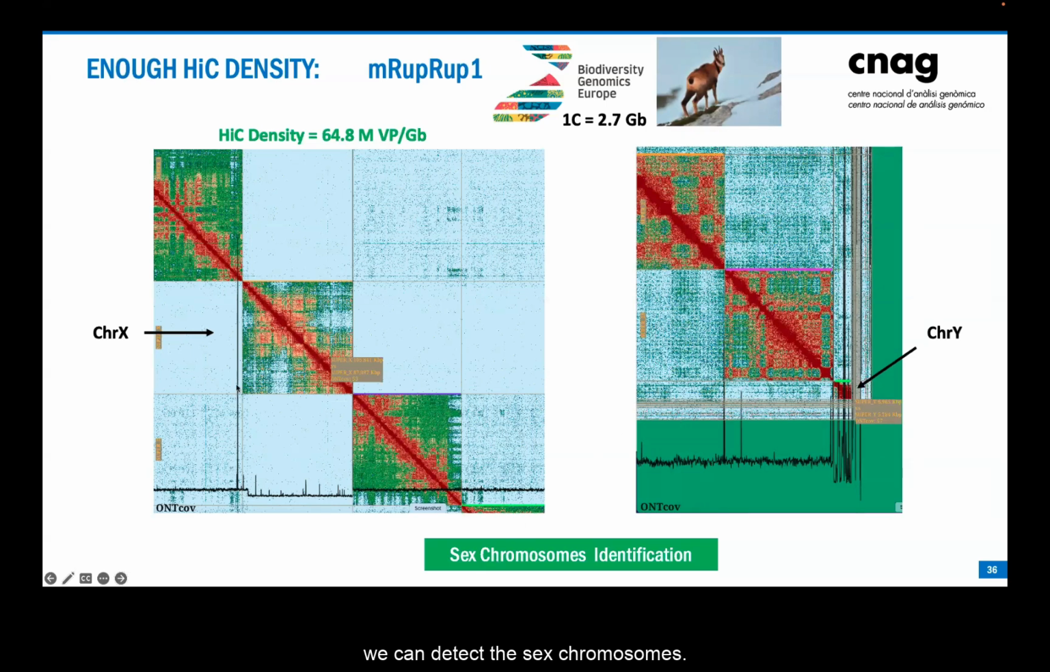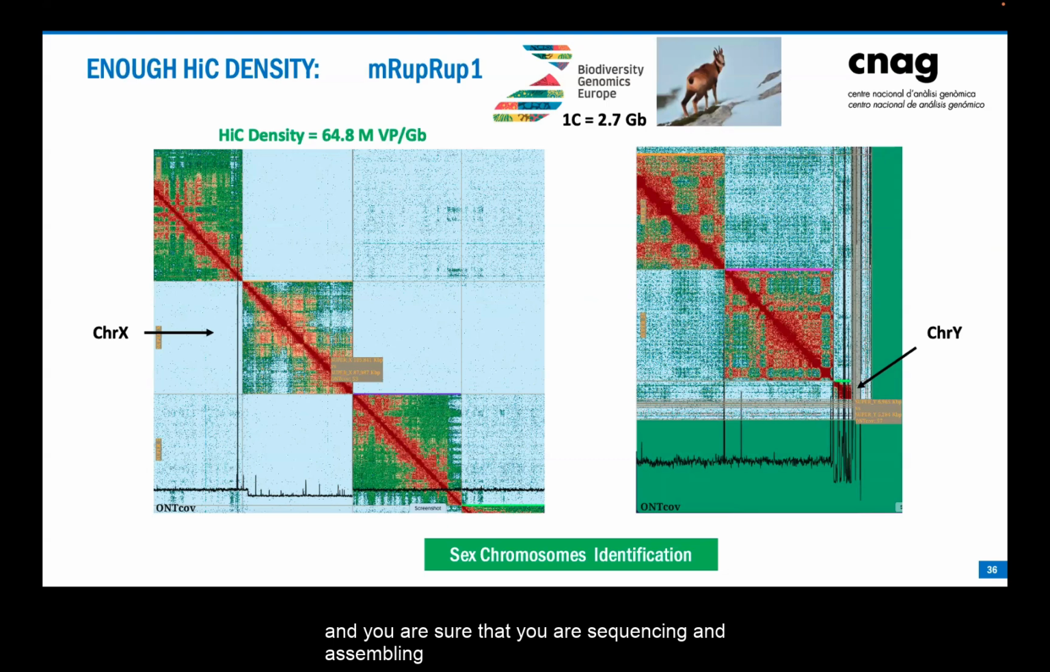We can detect the sex chromosomes. We see that the X chromosome has half the coverage of the autosomes for the ONT, and the same you see in the depletion of contacts in the diagonal for the HiC. So both data are consistent. The same happened with chromosome Y, although chromosome Y contains a lot of repetitive sequence that explains the peaks in the coverage. So it's nice that you can also identify the sex chromosomes in cases where you know the karyotype and you are sure that you are sequencing and assembling the heterogametic sex.